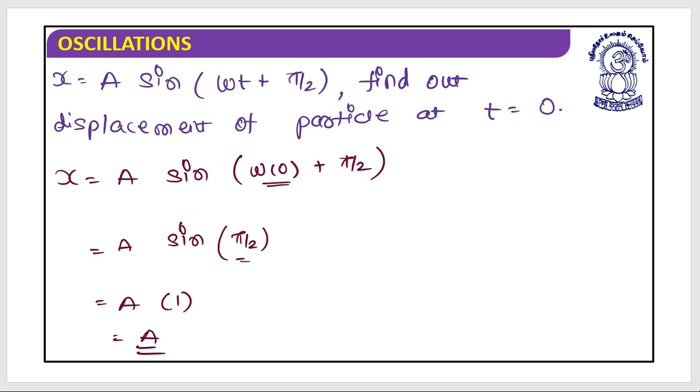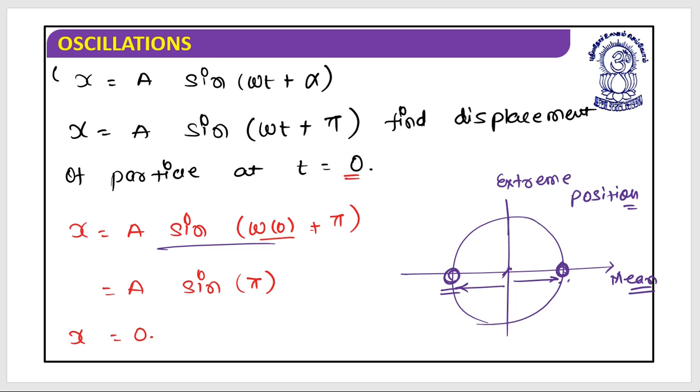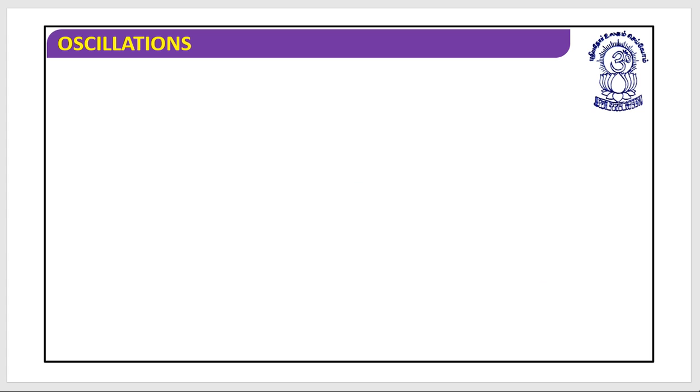When I write that x is equals to a, that means if I see this, then this is the extreme position and your particle would be here. I hope this is clear. Is it clear? Are you sure? Do you understand what we are playing with? Great. Let's take one more question.